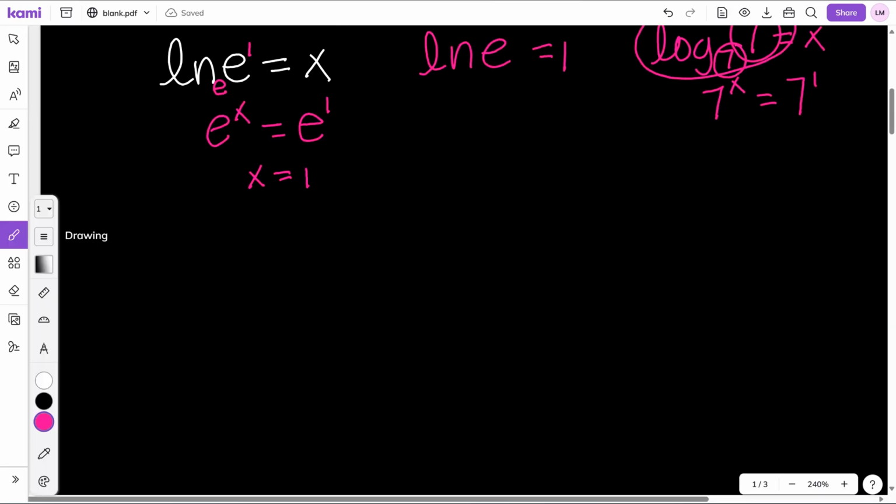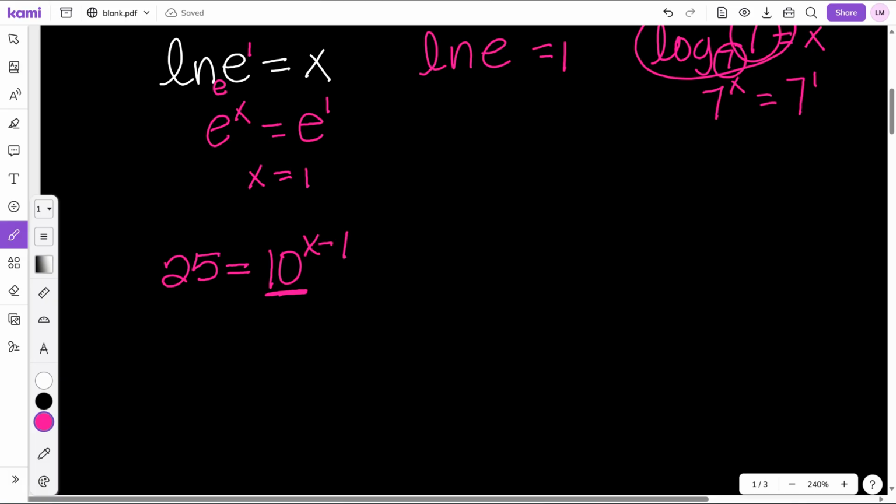Let's try another one. Let's try to solve an equation: 25 equals 10 to the x minus 1. We are going to change this to logarithmic form. That's going the other way. We changed from log to exponential; now can we change from exponential to logarithmic?